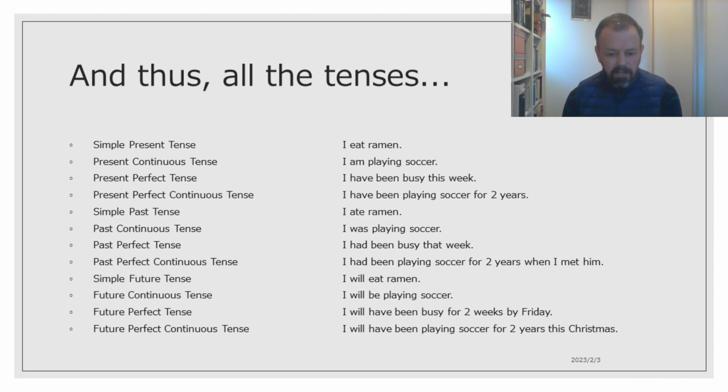The simple future tense is I will plus the present tense verb form. So I will eat ramen sometime in the future. The future continuous tense, again, I will plus the be verb plus ing, main verb. I will be playing soccer sometime in the future. And again, this refers to another action.